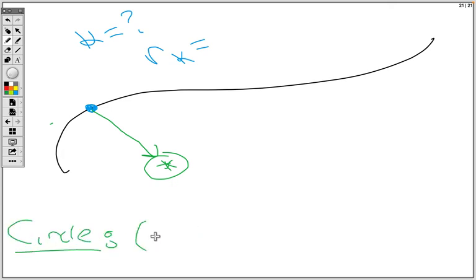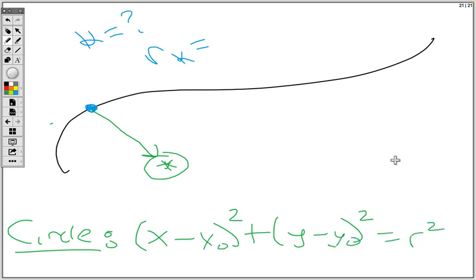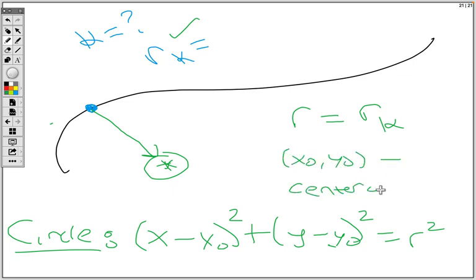So the circle equation would be x minus h squared plus y minus k squared. Actually, let's not use h and k because I don't want you to confuse k with kappa. Let's use the classic x naught, y naught: (x minus x naught) squared plus (y minus y naught) squared is equal to r squared. In this case, the radius would be the radius of curvature, which you can get. The x naught, y naught is called the center of curvature. And the question is, how would we get to the center of curvature?